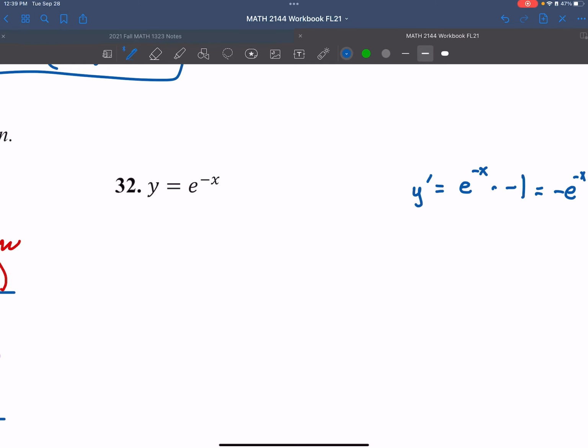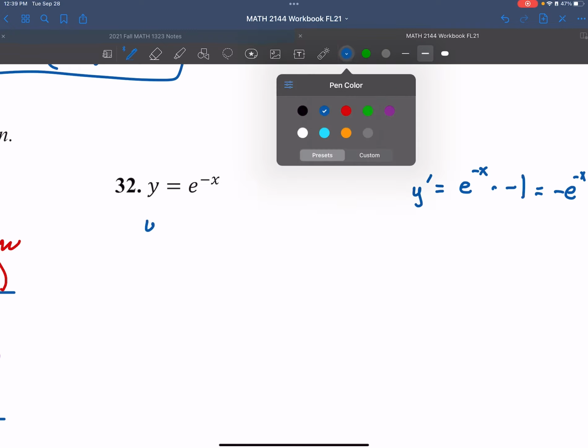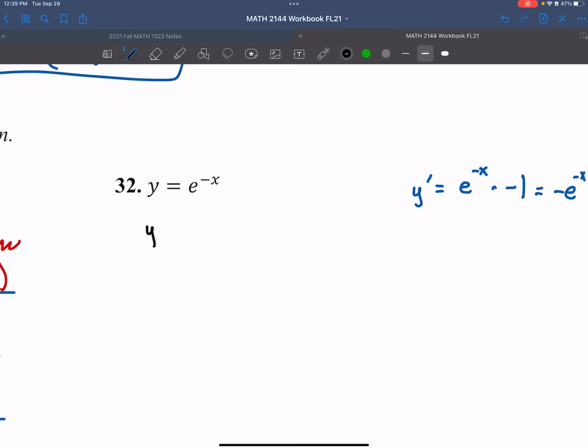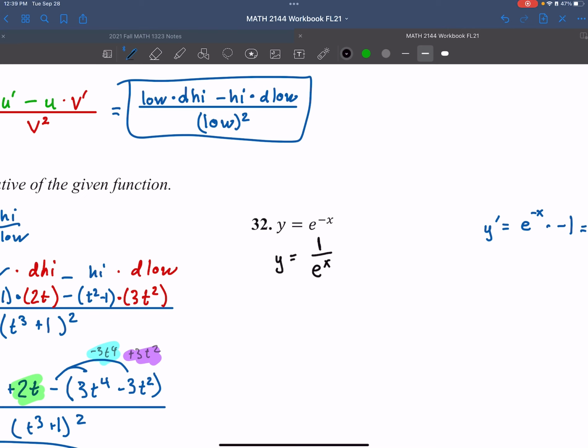Again, I'm not assuming you know the chain rule right now, so you can use the quotient rule here by just rewriting this as 1 over e to the x, and then using the quotient rule where your high is 1 and your low is e to the x. Let me give you maybe 20, 30, probably 45 seconds. Go ahead and see if you could work through the quotient rule in the context of 32.